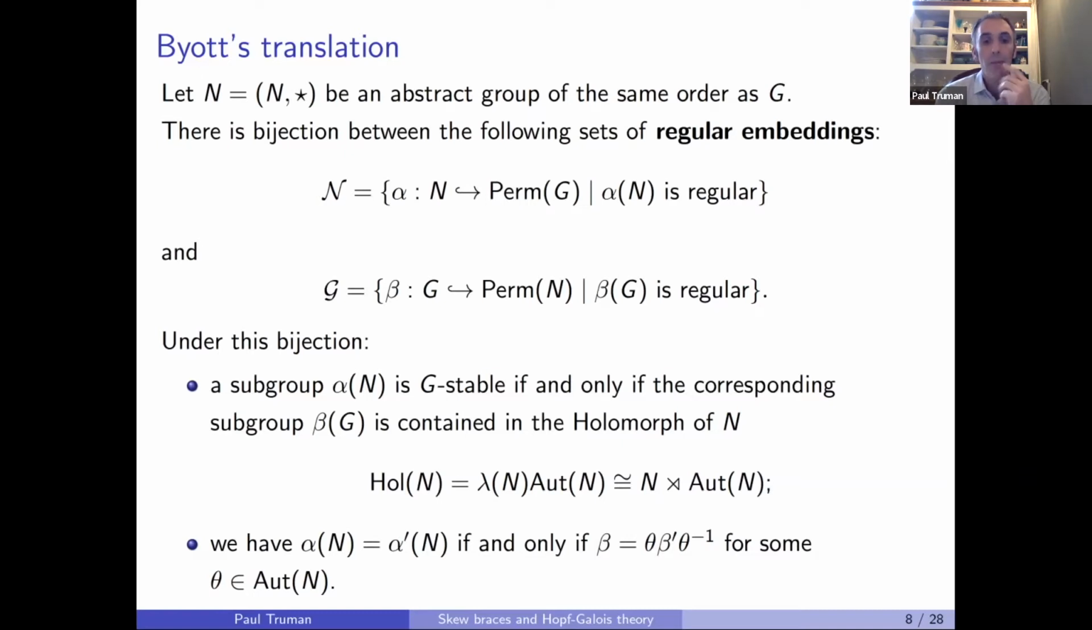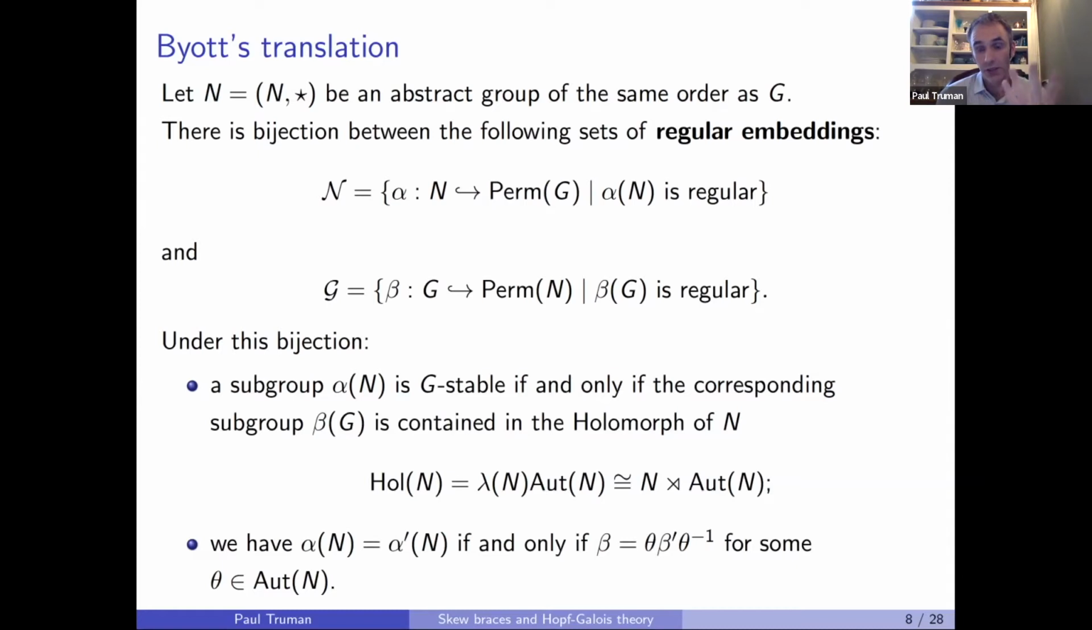And then because I'm dealing with embeddings, there's always this possibility that two embeddings could have the same image. And the second bullet point tells us when we can detect that two of these embeddings, alpha and alpha prime, have the same image: if and only if the corresponding beta and beta prime are conjugate as maps by some element theta in Aut N.